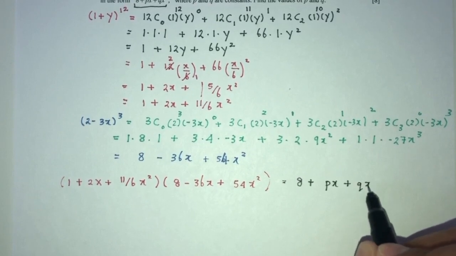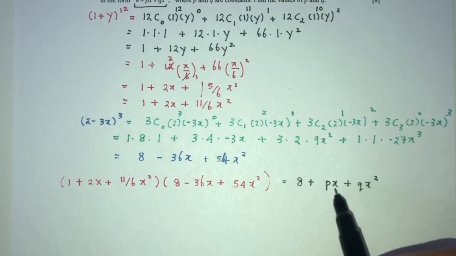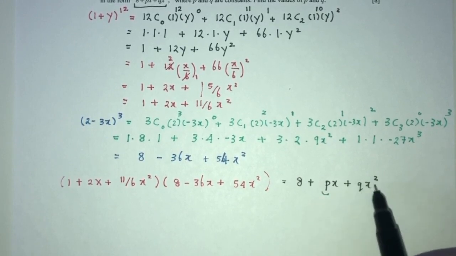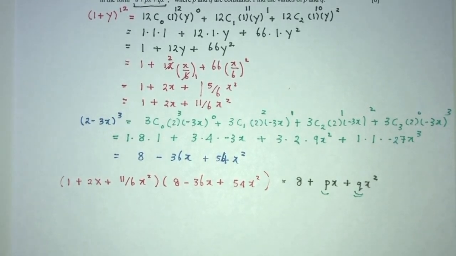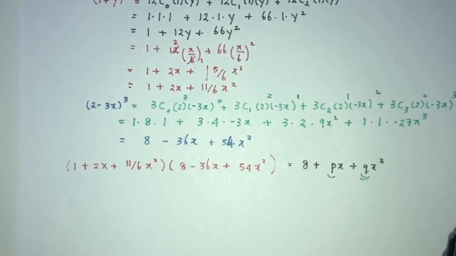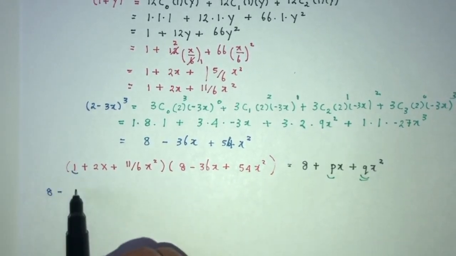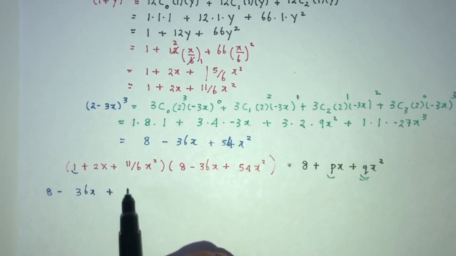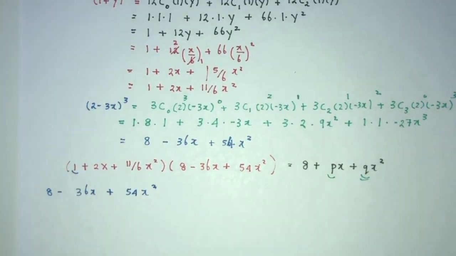And how do we solve this question? By comparison, right? So here we have 8, and the coefficient of x is p, and the coefficient of x squared will be q. So we have to expand this and compare and see what we can have. So one by one, if you take 1 multiplied by this, you will have the same thing: 8 minus 36x plus 54x squared. Now again, remember we only care about the terms until x squared. Anything past that, we don't really care, right?